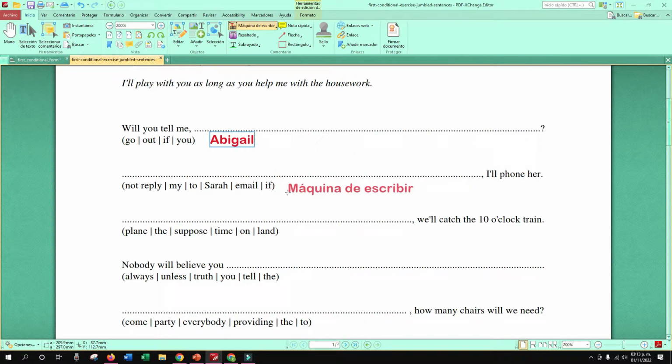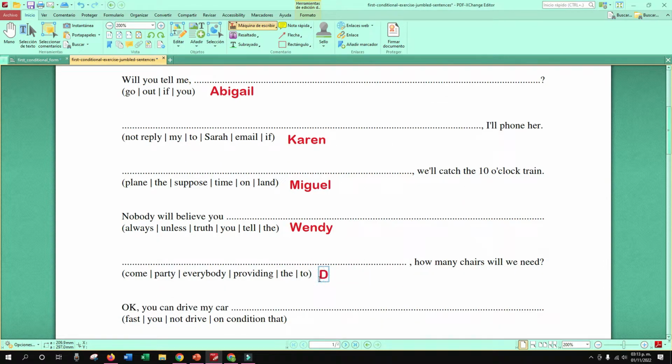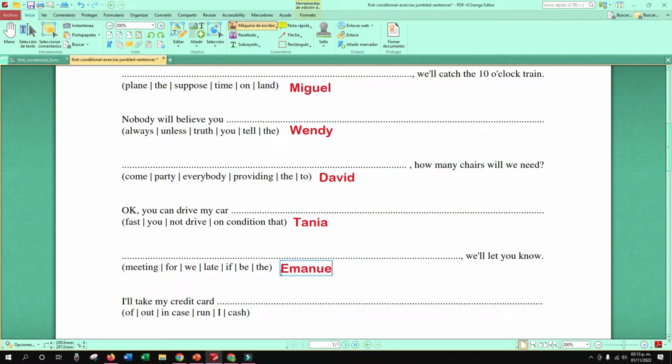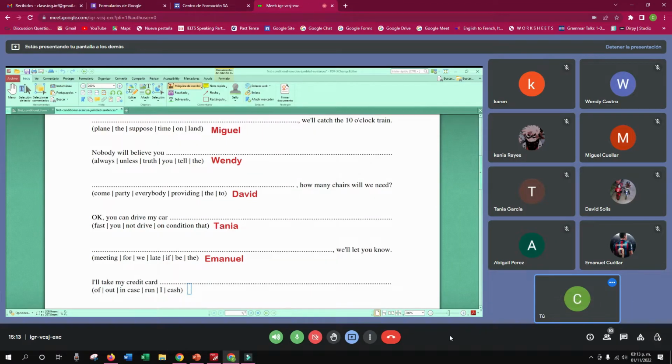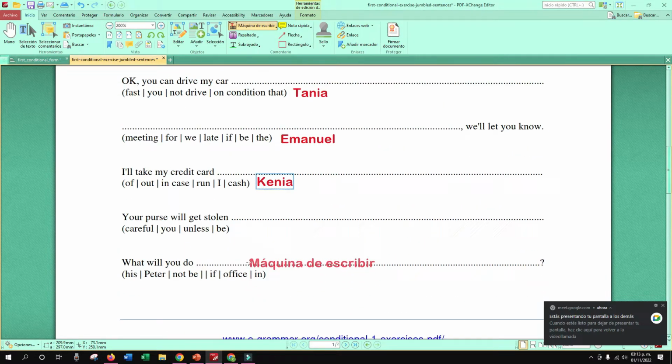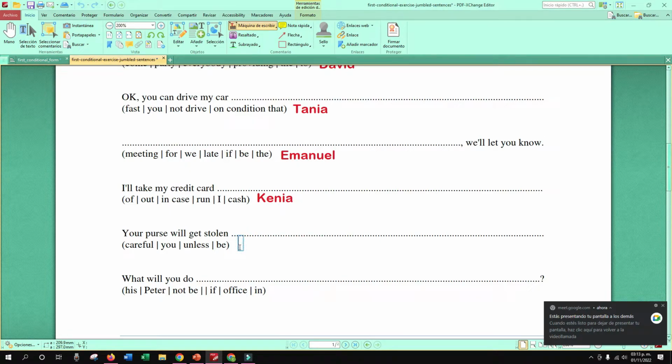So, Abigail is going to be the first one. Karen. Mr. Miguel Cuellar. Ms. Wendy. Mr. Davey. I guess Mr. Elmer left the class. So, Ms. Tania. Emmanuel. And oh, Kenya, you're there, right? So, Kenya. There are others missing here. Let's see. Miss Wendy.